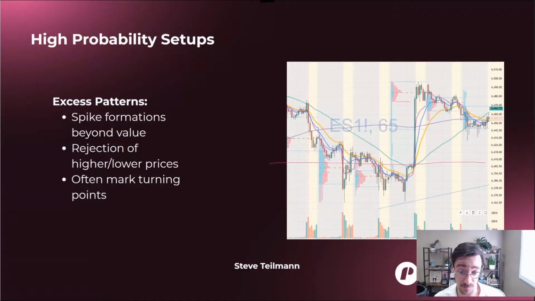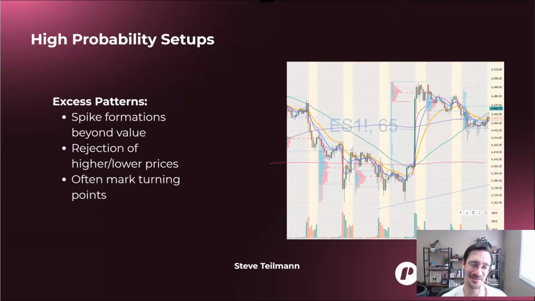So this is the fun part. This is what I wanted to talk about, the high probability setup. Excess patterns, they're great. Spike formations beyond value. These look like a rejection of previous highs or lows very often. And they look like those moves that we can fade very repeatedly when buyers are out over their skis and there's no structure for them to be bidding this high.